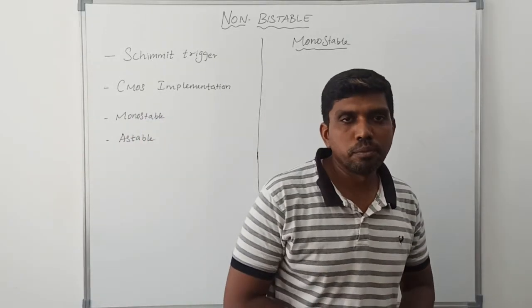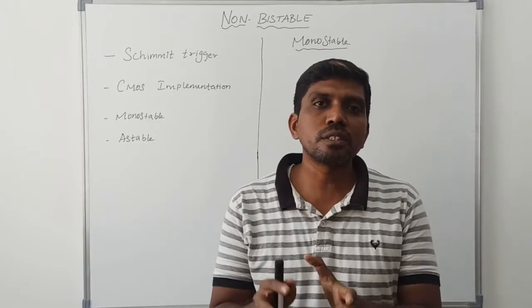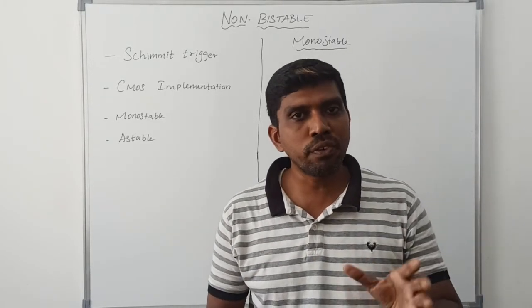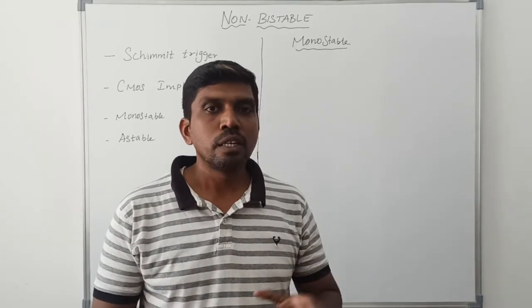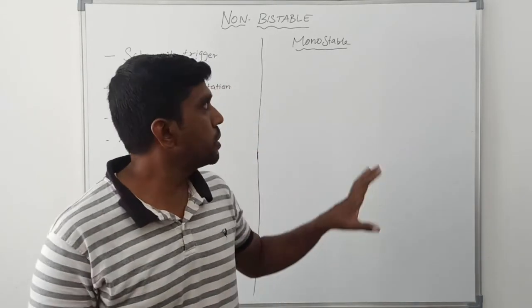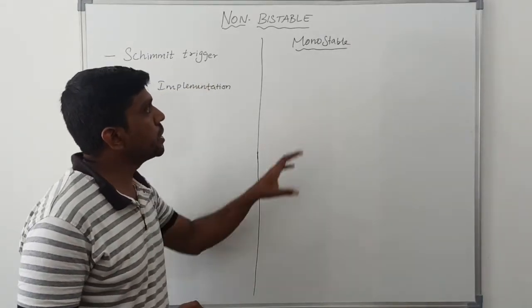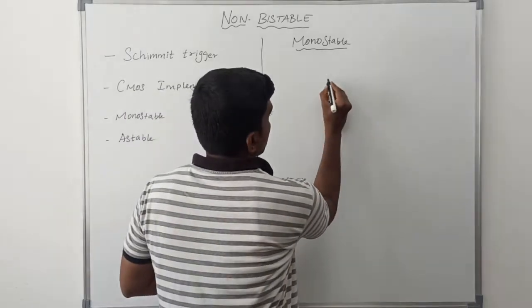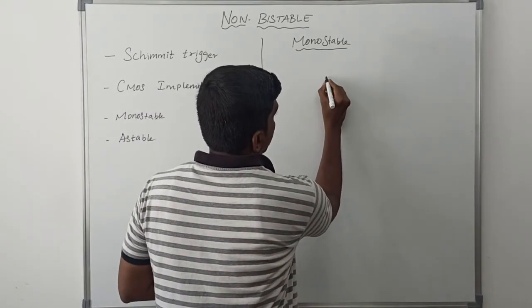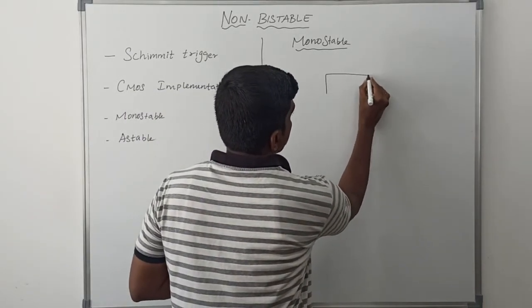So what is monostable? Monostable is a circuit that generates a pulse of a predefined width every time it is triggered by a pulse. So it's called a monostable. In this monostable there is only one stable state. Now I will draw the one-shot triggered circuit.